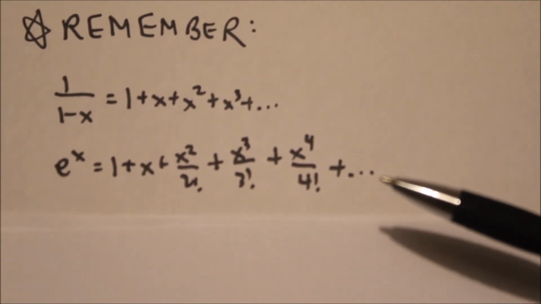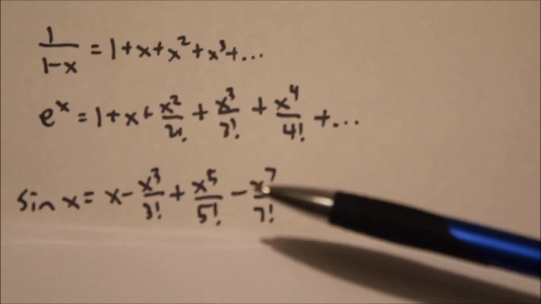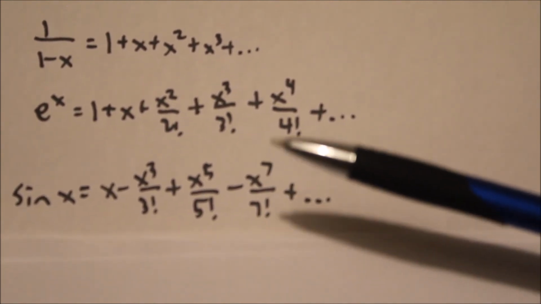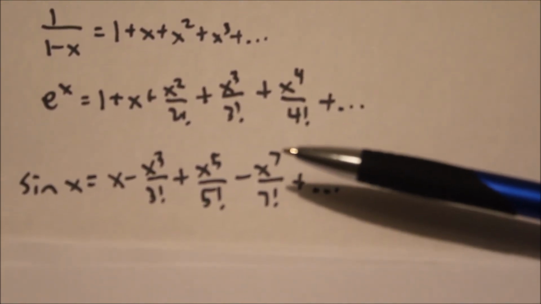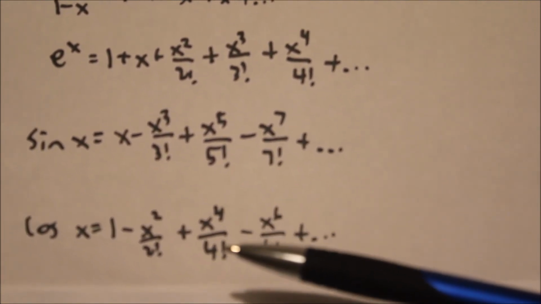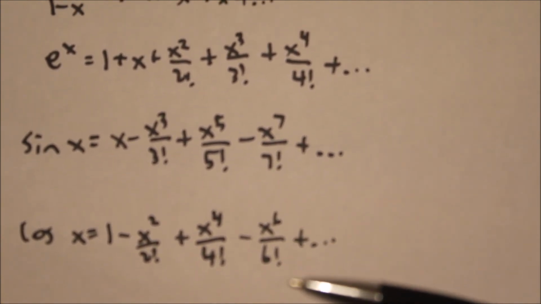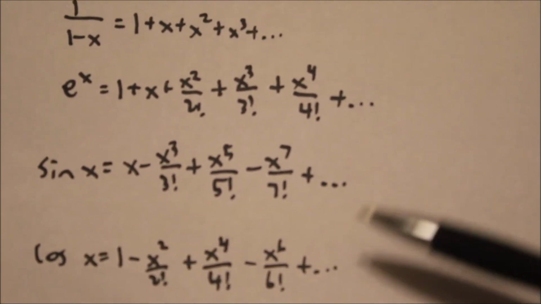And the other 2 series you need to remember are sine x, which is x minus x cubed over 3 factorial plus x to the 5th over 5 factorial, minus x to the 7th over 7 factorial, and so on. And cosine x, which is 1 minus x squared over 2 factorial plus x to the 4th over 4 factorial minus x to the 6th over 6 factorial, and so on.